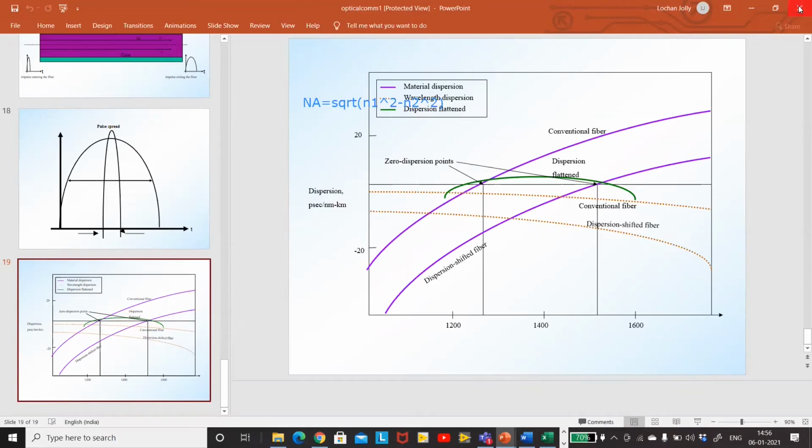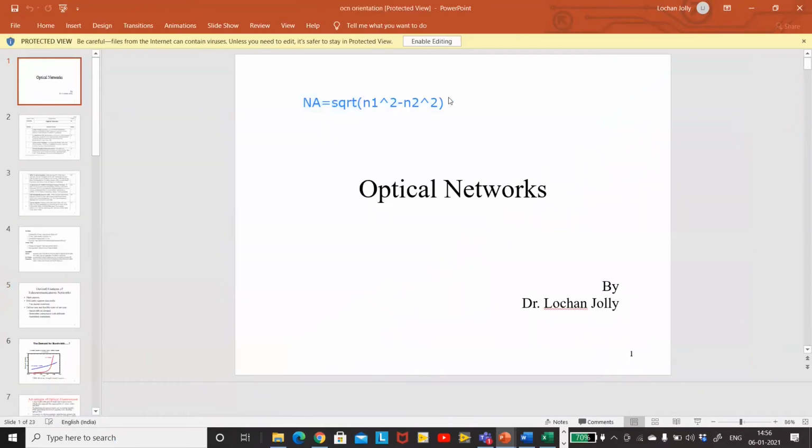Is it clear? Yes, ma'am. So now you understand what optical communication is. Now coming to a network.